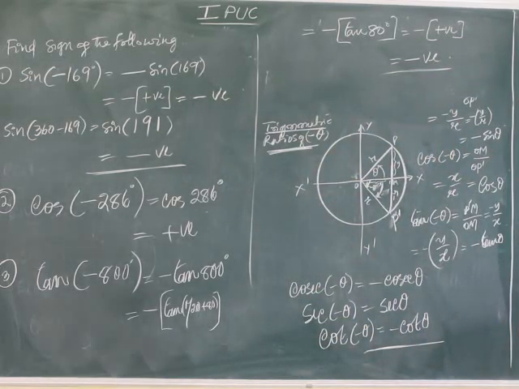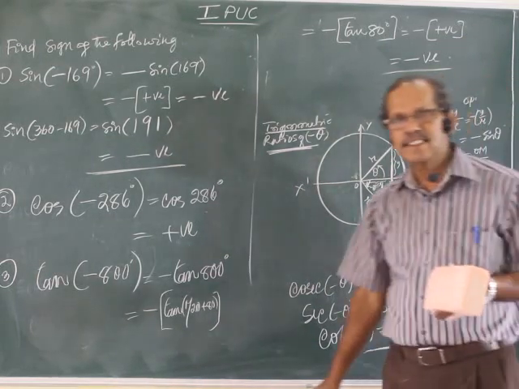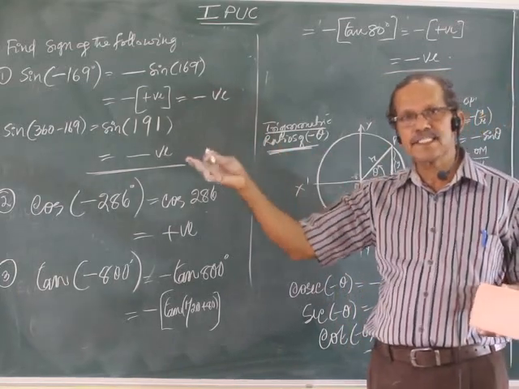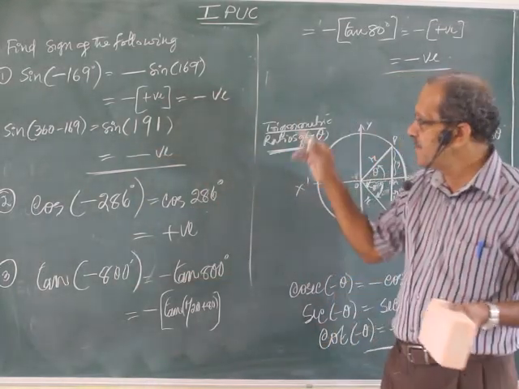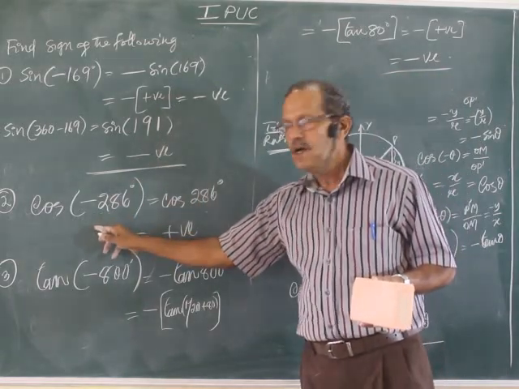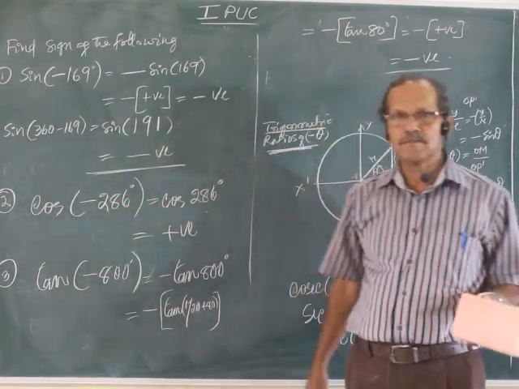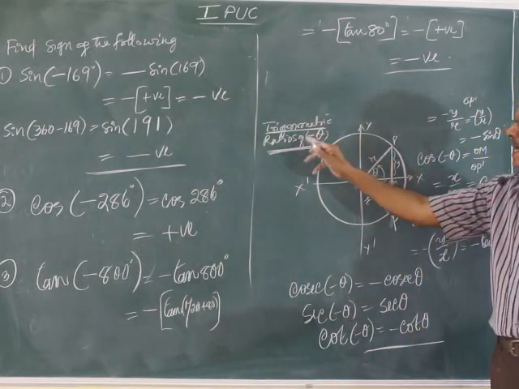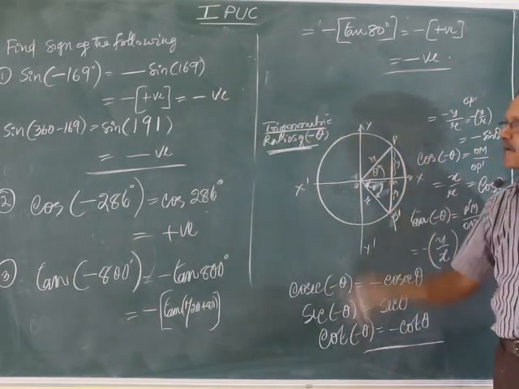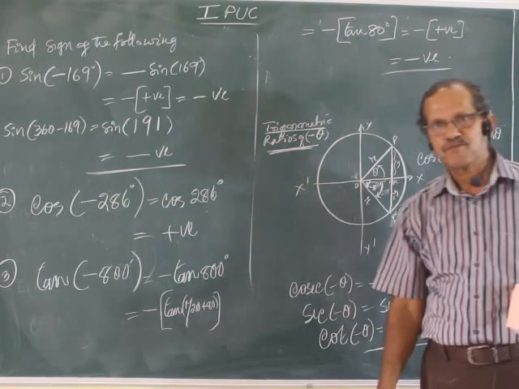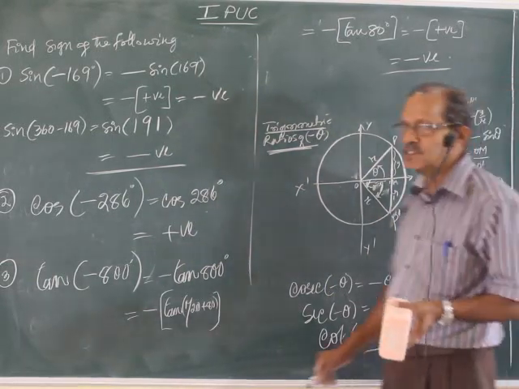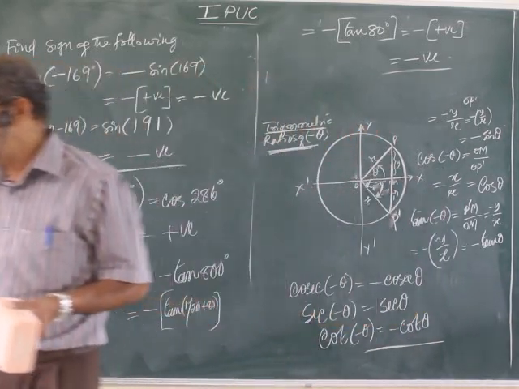Trigonometric ratio of any angle, of any magnitude. If less than 360, there is no problem at all. If it is more than 360, we know the method. If it is negative, then we have 2 methods. Subtraction method and using the minus theta formula, we can find the sign of the function. Sign of the trigonometric ratios. Clearly understood, no?